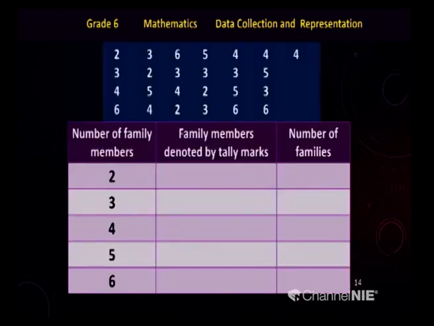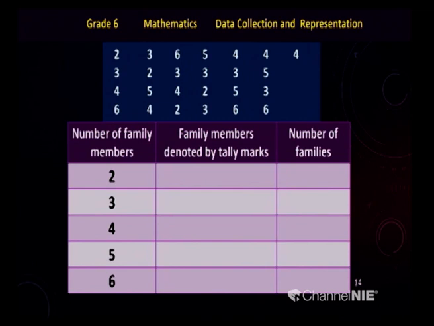Okay, move to next. Then you can see this table. Here I have completed one side. Then you have to complete the other 2 parts. The number of family members, I have completed that. So, the other 2 parts are very easy for you. Then what are the numbers of family members here? That is 2, 3, 4, 5 and 6.